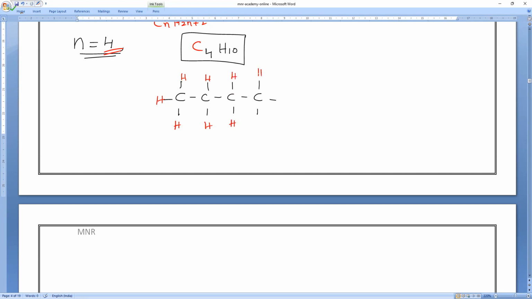Each carbon has to satisfy 4 bonds. If you are not practicing this, definitely you are not going to score in the board exam. Again, I am saying the most important concept is this only. So now, we all know n equals 4 means but plus suffix is ane because all are single bonds. What is the IUPAC name, everybody? Butane. Am I right? Butane.